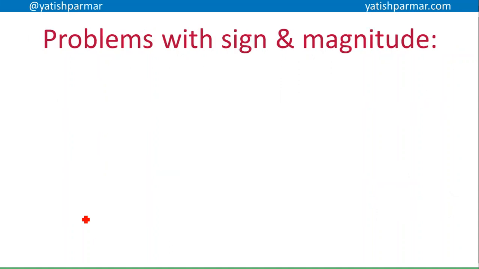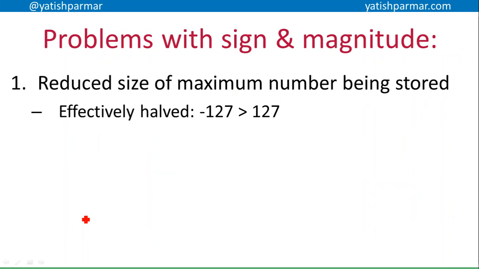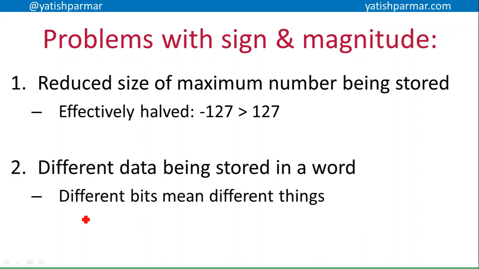Now, there are some problems with sign and magnitude. Firstly, we've just reduced the size of the maximum number that we can store. We've effectively halved it, so we can only store from minus 127 to plus 127. Also, there's different data being stored in a word, so the different bits mean different things, i.e. the most significant bit is representing the sign and the remainder of the number represents the magnitude. This causes problems because programming logic then has to become more complicated in order to handle that.